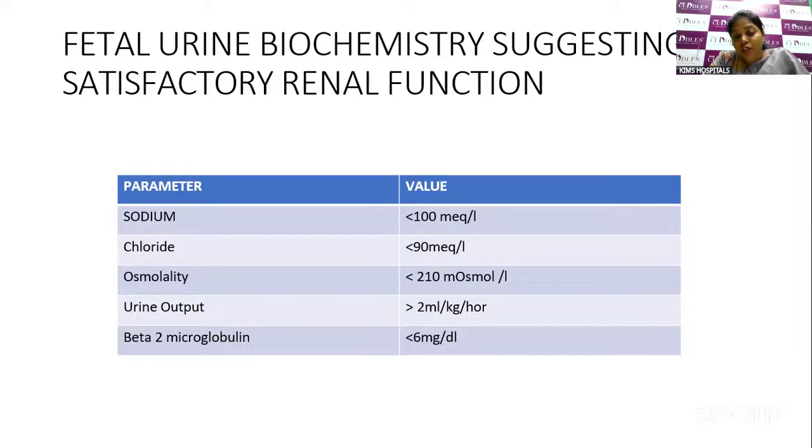Other than the urine output, all the remaining parameters are to be seen in the amniotic fluid, which will give us a clue that the renal functions are good and the kidneys are salvageable later in life postnatally.